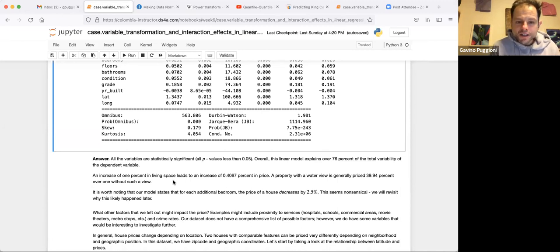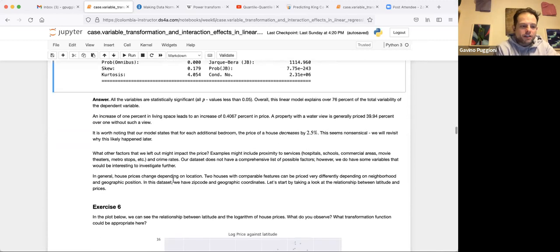As you all noticed, for each additional bedroom, the price of a house decreases by 2.5%. This seems nonsensical, and we'll see why, okay? What other factors might we consider? Well, proximity to services, hospitals, schools, etc. And one of the most important parts is location, as you all have noticed. So two houses with comparable features can be priced very differently depending on the neighborhood and the geographic position.